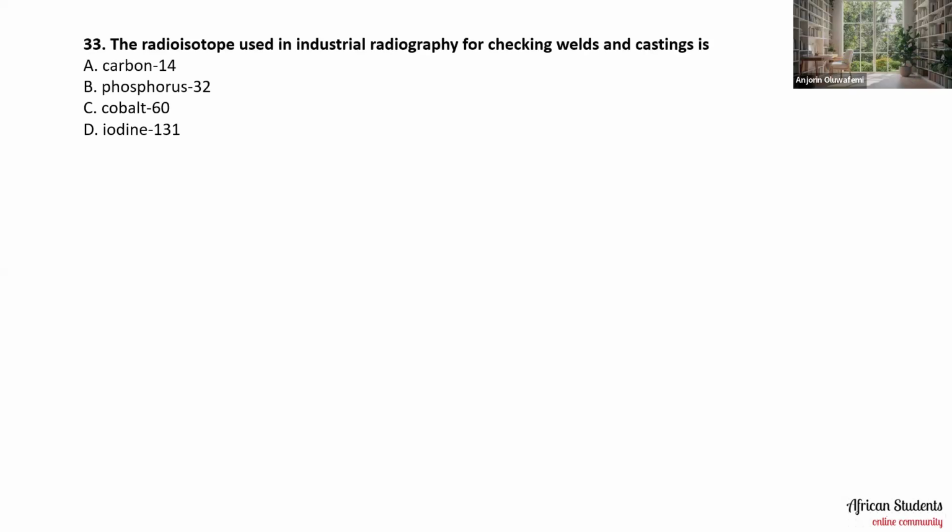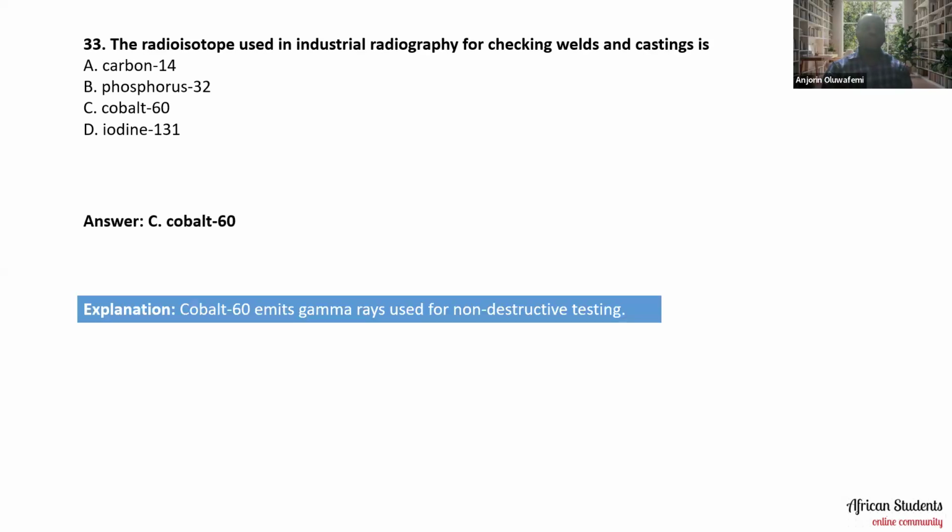Okay, the radioisotope used in industrial radiography for checking welds and castings is it carbon-14, phosphorus-32, cobalt-60, or iodine-131? The answer to this one is cobalt-60. And cobalt-60 emits gamma rays used for non-destructive testing.